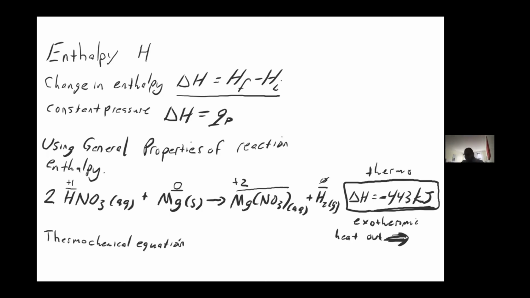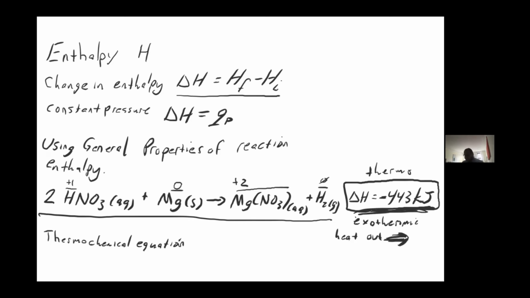So here's our balanced chemical equation, and balancing is important in terms of these types of problems. It's got to be balanced. And then we have our enthalpy change here. Those two together, the equation plus the delta H value, we call a thermochemical equation. If we don't have the delta H, then we call it a chemical equation. So there's a balanced thermochemical equation.